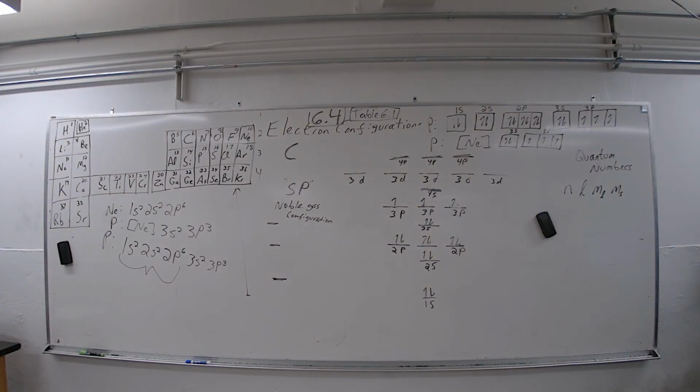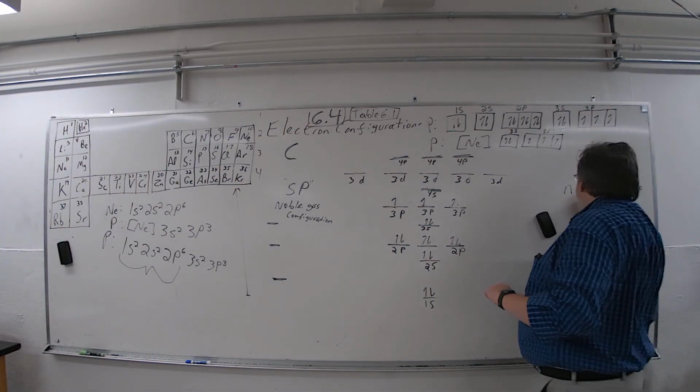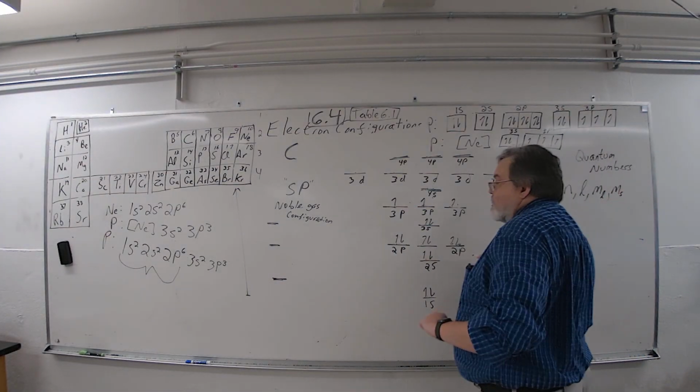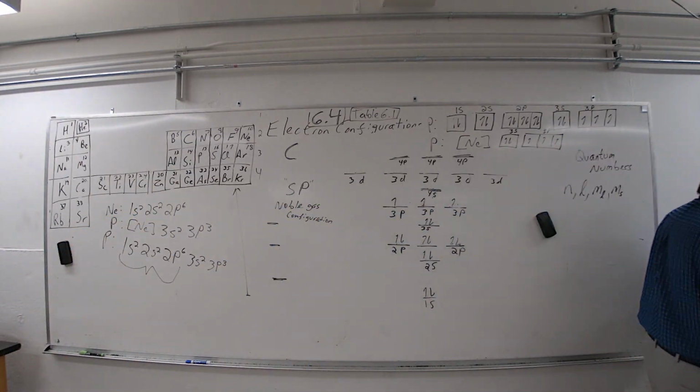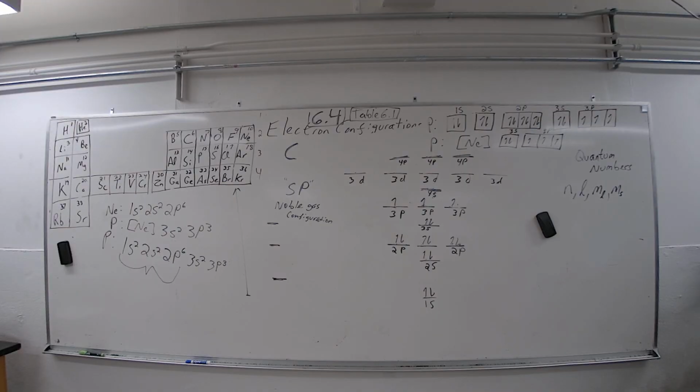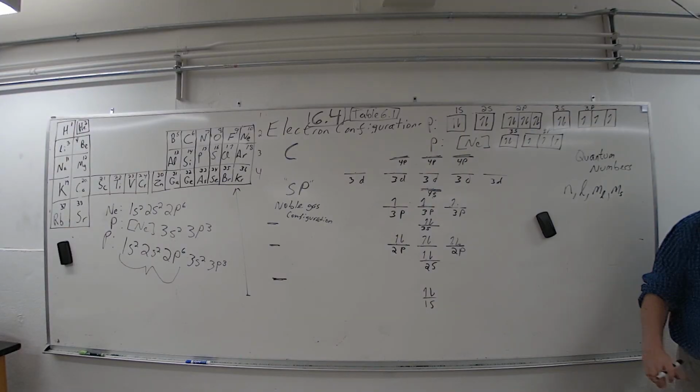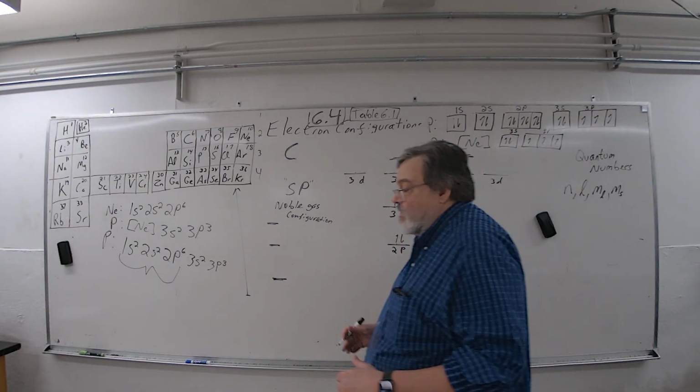In n, l, m sub l, and m sub s. These are the 4 quantum numbers. All right, so let me show you those. This is really like kind of another way to show electron configurations. But really, it's like an address system.